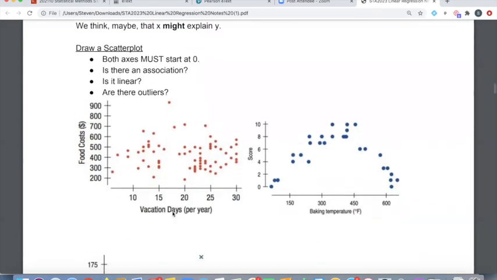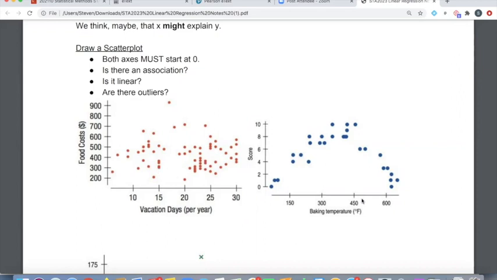So here we have vacation days versus food costs. If I were to look at this data, I would say I don't see any pattern. That doesn't look like a line to me. We're done. We stop. We move on to the next problem.